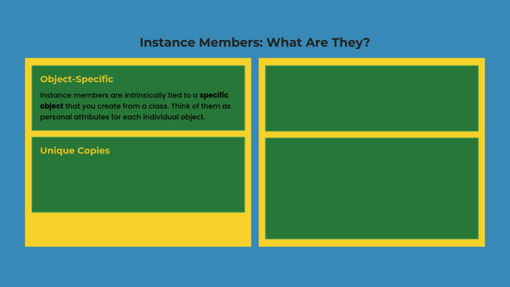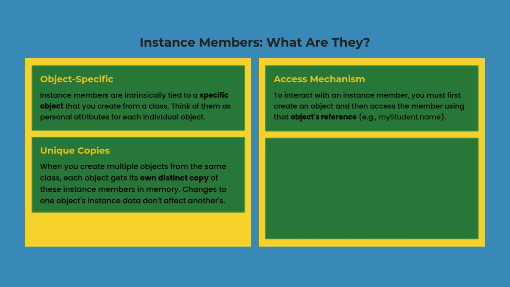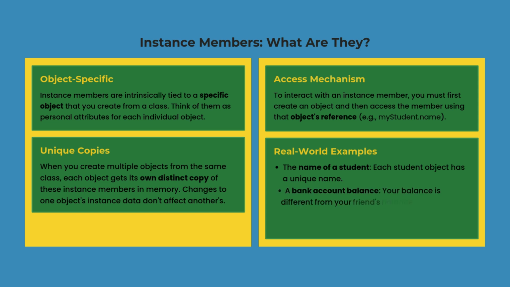Unique copies. When you create multiple objects from the same class, each object gets its own distinct copy of these instance members in memory. Changes to one object's instance data don't affect another's. Access mechanism. To interact with an instance member, you must first create an object and then access the member using that object's reference. Example, myStudent.name. Real-world examples. The name of a student. Each student object has a unique name. A bank account balance. Your balance is different from your friend's balance. A car's color. Two cars of the same model can have different colors.